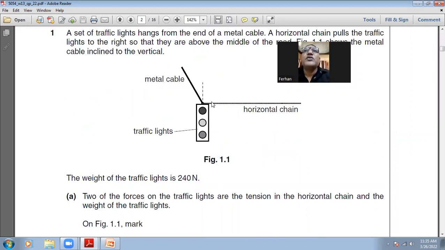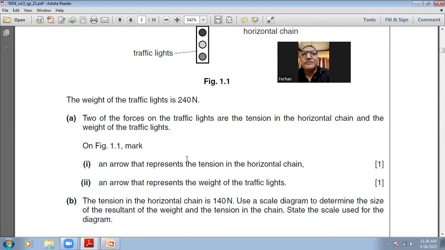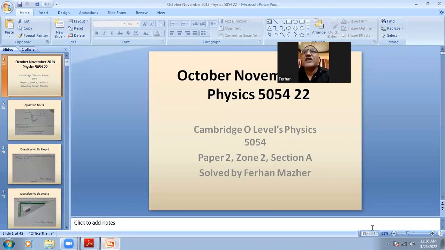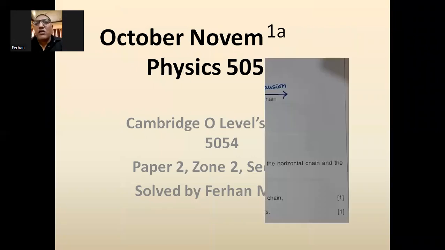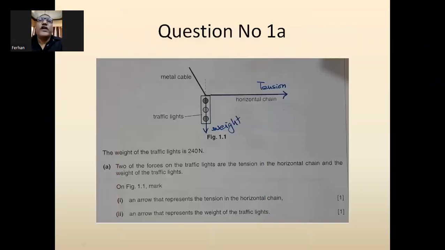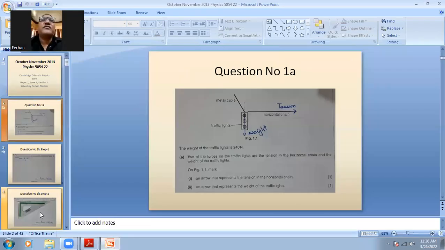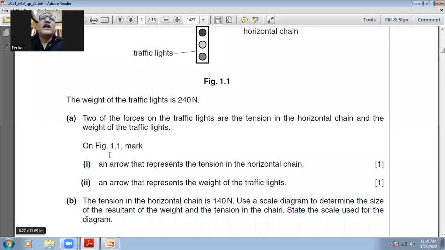So what we will do, I will draw a line here, and its arrow will be towards the right. That will be the tension in the horizontal chain. And I will draw an arrow vertically downward here, and that will be the weight. So let me show you how this is done. So here you can see I have drawn this line showing the tension and this line showing the weight. It's a 2-mark question. Hopefully you understand. Okay, so let's move to the next part.